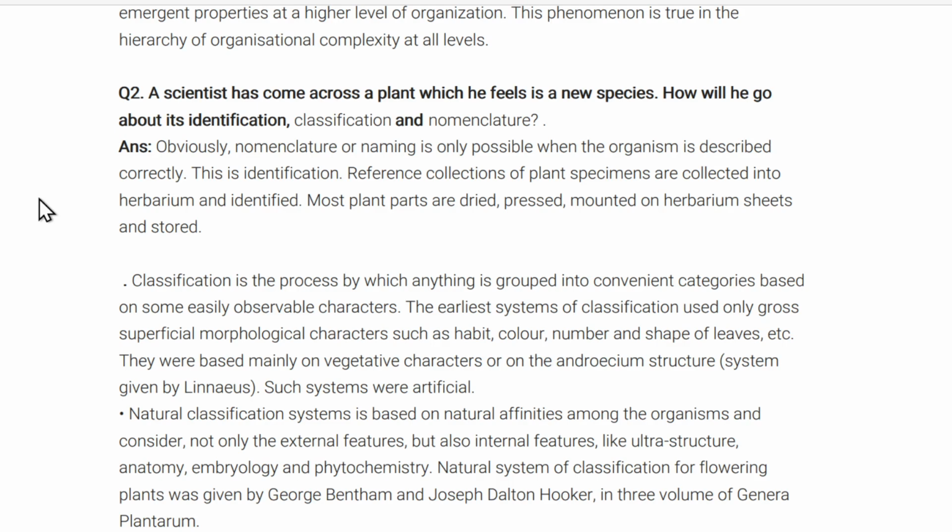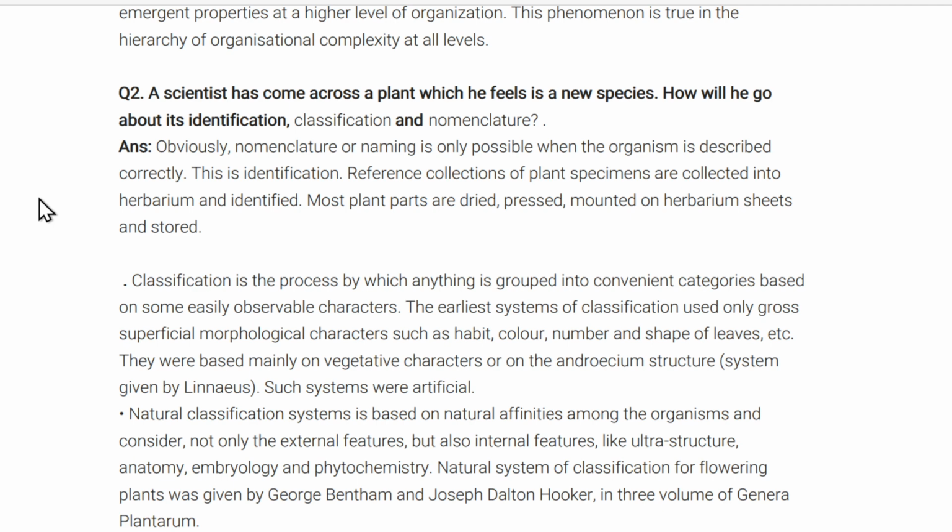Question number 2. A scientist has come across a plant which he feels is a new species. How will he go about its identification, classification, and nomenclature? Obviously, nomenclature or naming is only possible when the organism is described correctly. This is identification. Reference collections of plant specimens are collected up to a herbarium and identified. Most plant parts are dried, pressed, mounted on herbarium sheets and stored.